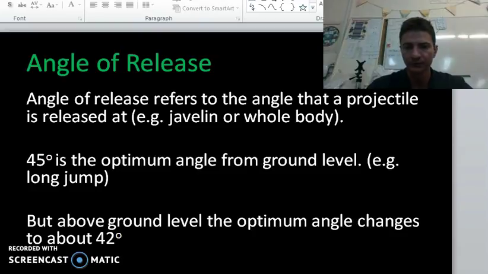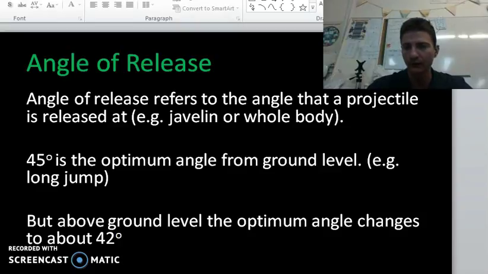So when you're jumping in long jump, what sort of angle is it that you're jumping at? So 45 degrees is basically the optimum angle from ground level. So that's sort of your jumps, if you're trying to get that maximum distance on the jump or on the release. It'd be a little bit different for high jump where you're trying to jump vertical. So this is more your horizontal sort of jumps and throws.